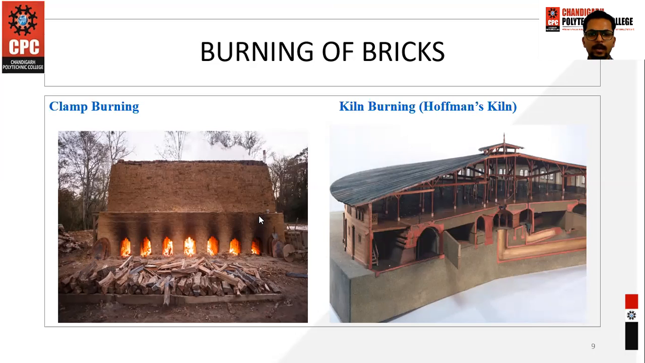Whereas in clamp burning, why do we call it clamp burning, and it is not a continuous burning. Continuous burning is possible only in Hoffman and Bull's Trench kilns. This is not continuous burning because it is a temporary structure. Suppose you have to burn 10,000 bricks at one time, then all 10,000 bricks are stacked here at once. So you have to apply mud plaster over it.